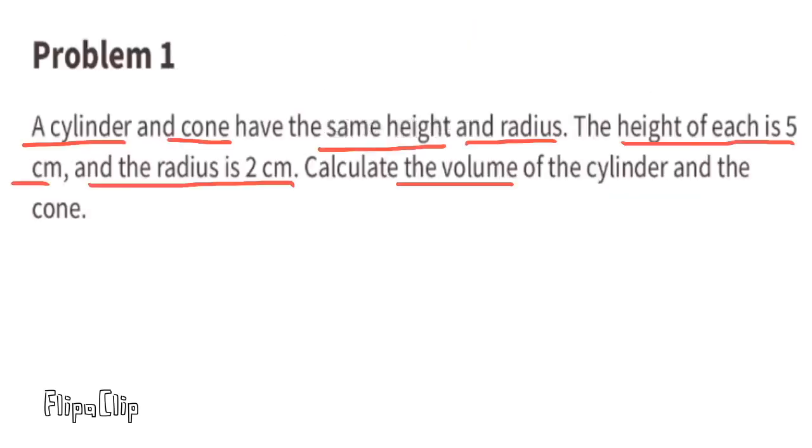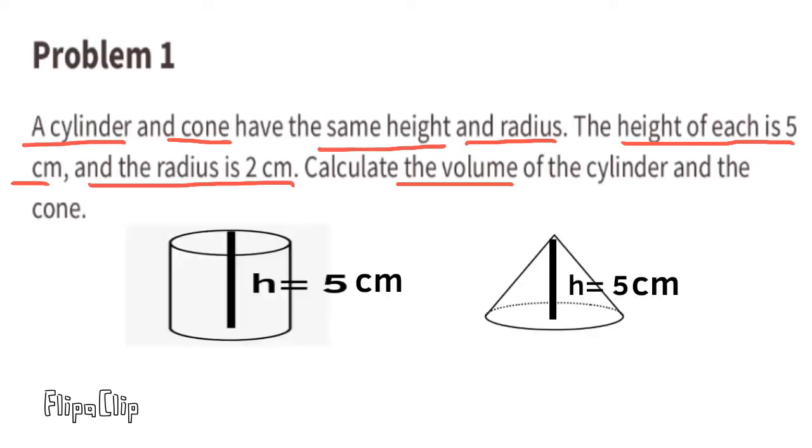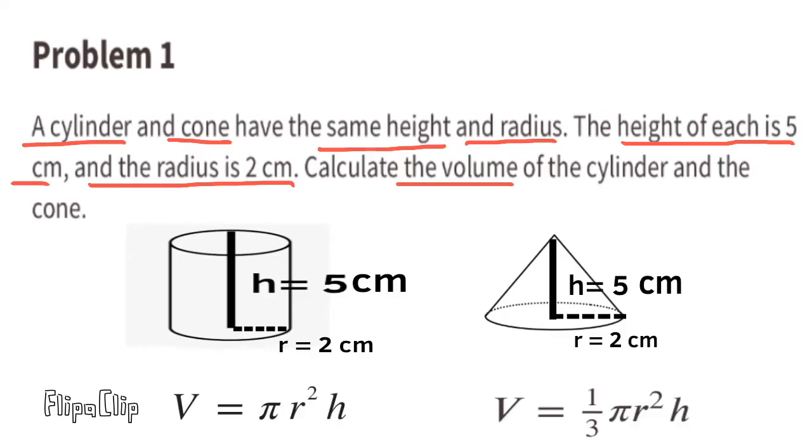8th grade, Unit 5, Lesson 15, the volume of a cone. Problem number 1. A cylinder and cone have the same height and radius. The height of each is 5 centimeters and the radius is 2 centimeters. Calculate the volume of the cylinder and the cone.